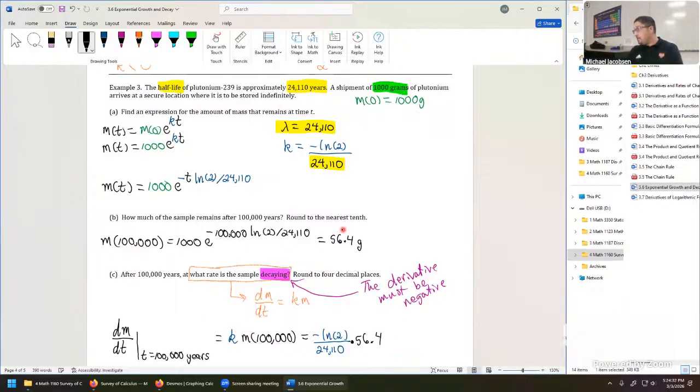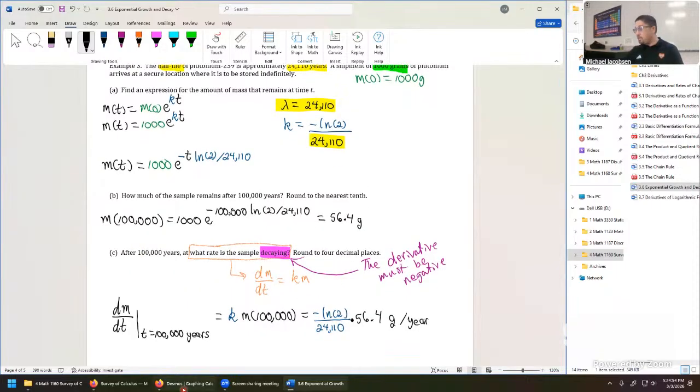56.4. The unit is no longer grams. This is going to be grams per the variable in the denominator, year. So this is how much the plutonium-239 is disintegrating per year when 100,000 years have gone by since it was dropped off at that secure location. So let's see what that number comes out as.